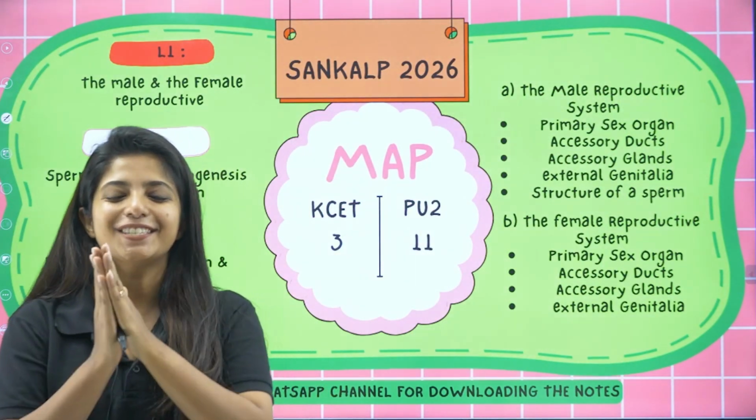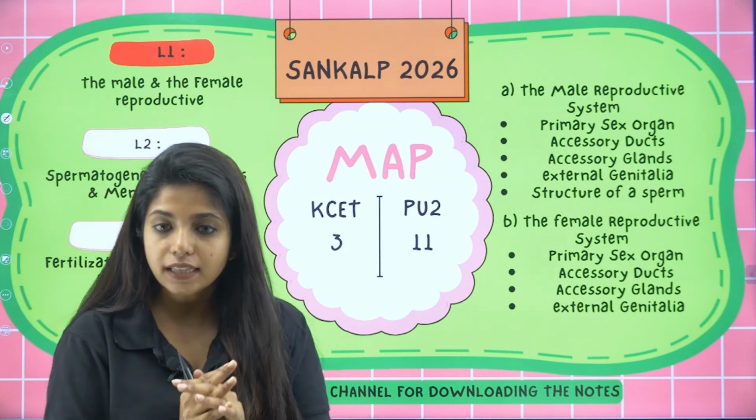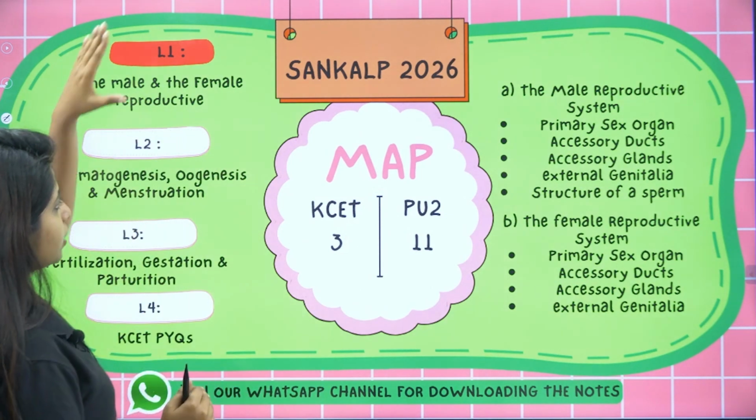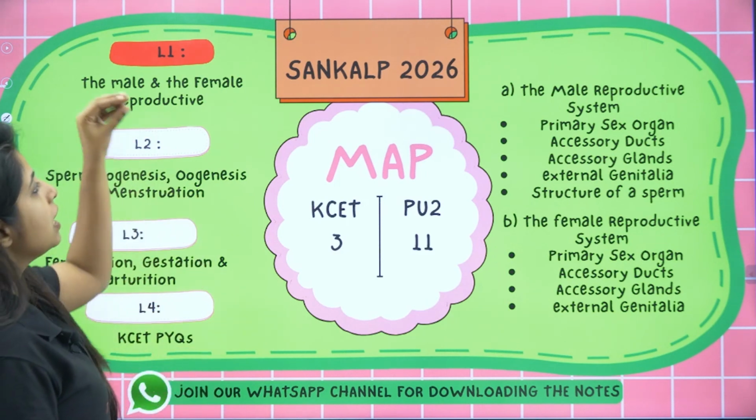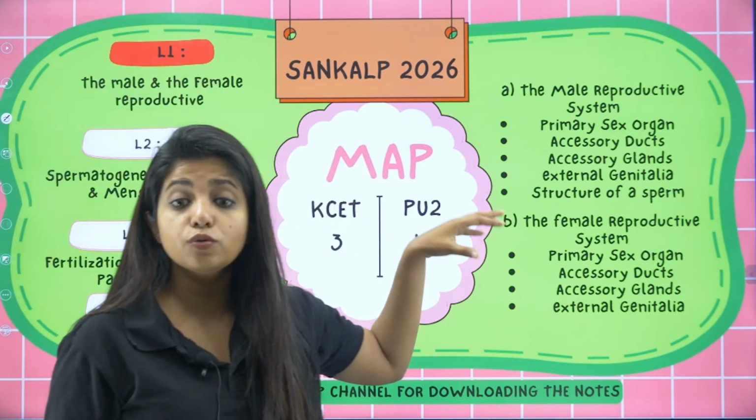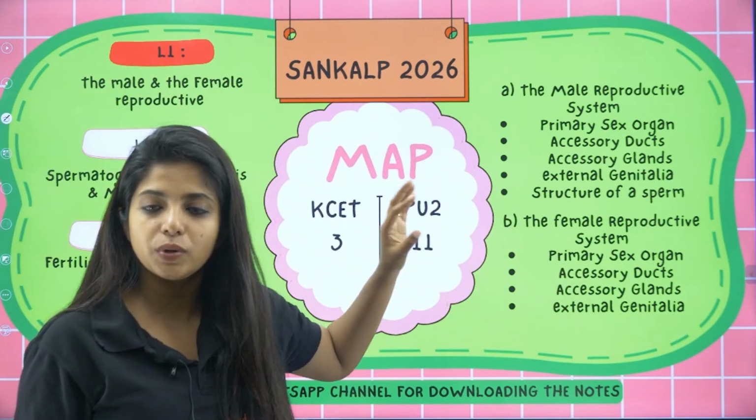So my dear children, I have segregated this chapter into 4 parts again. 3 parts would be theory, 1 part will be the PYQ question. I make sure in every part that I do, I make you solve some questions as well. So I'll be doing that here also.